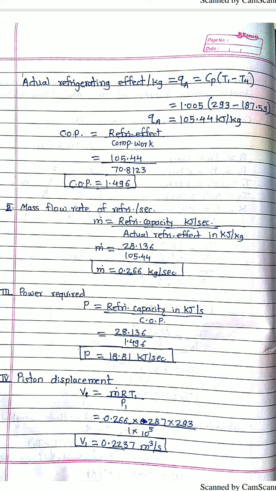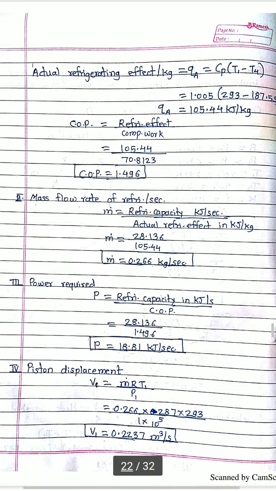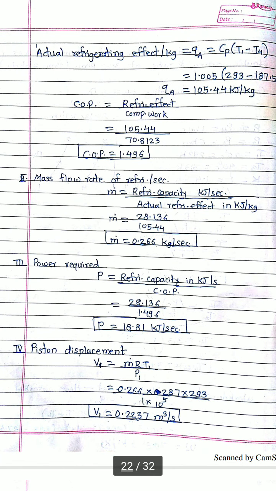So 28.136 divided by COP, 1.496. After simplification, the power required to drive the system is 18.81 kilojoule per second. Now next we have to calculate the piston displacement. Piston displacement means what? Volume.